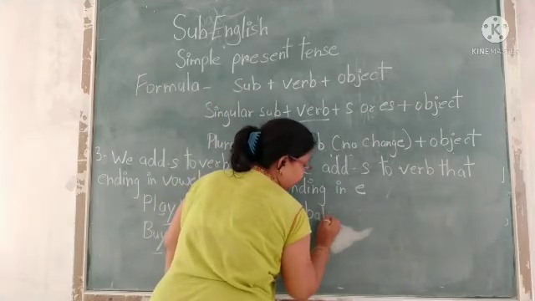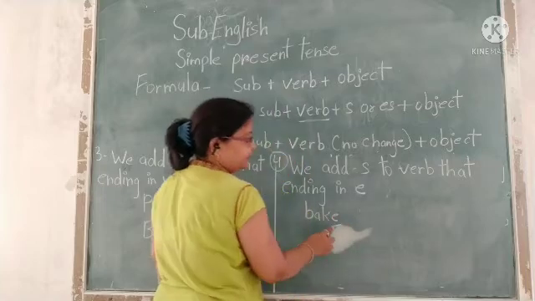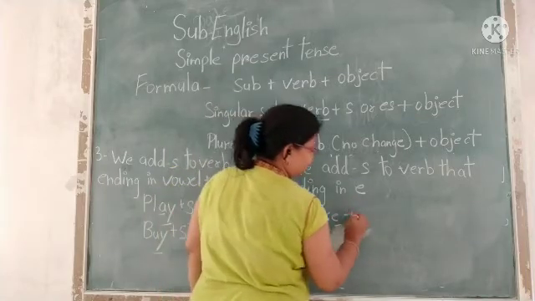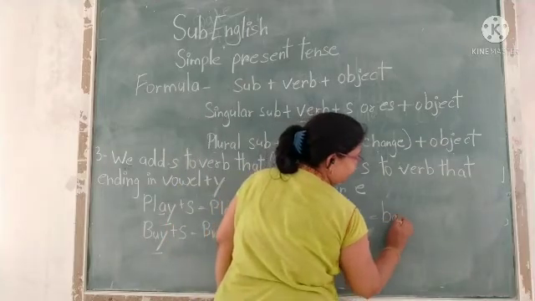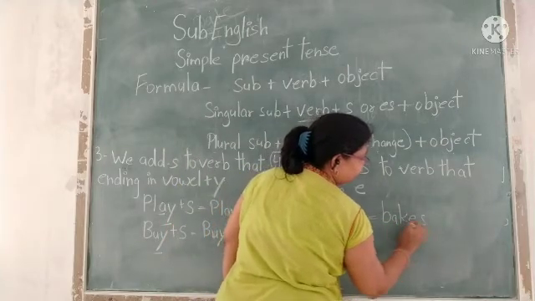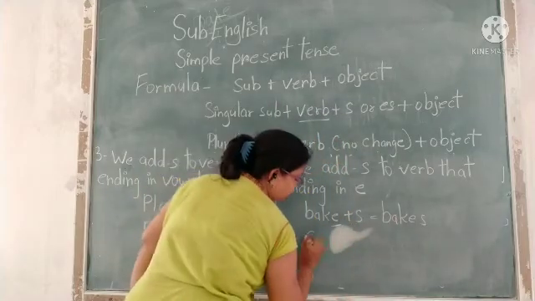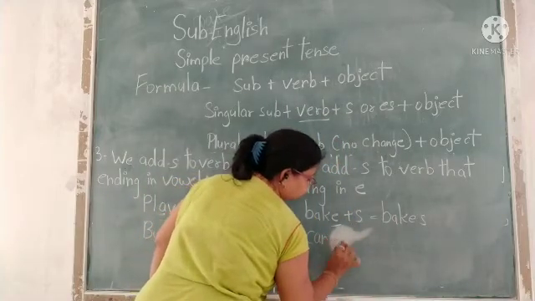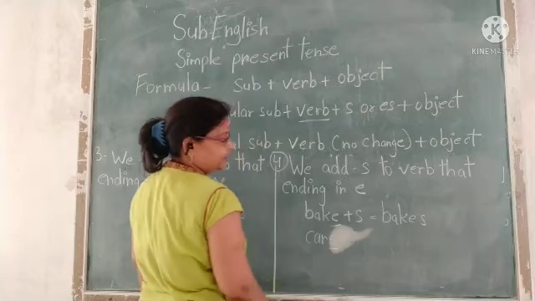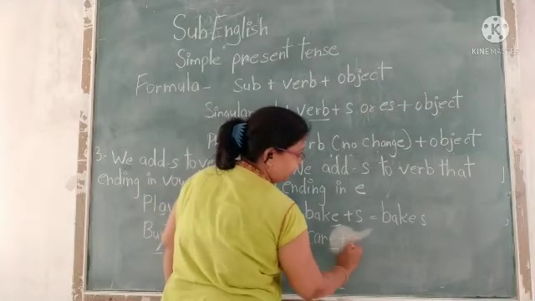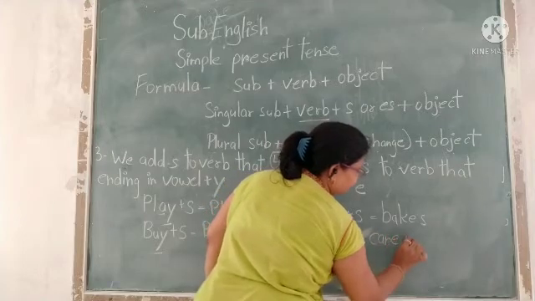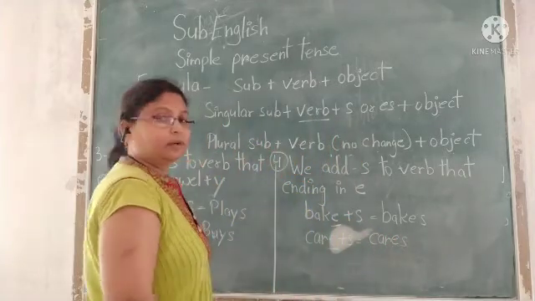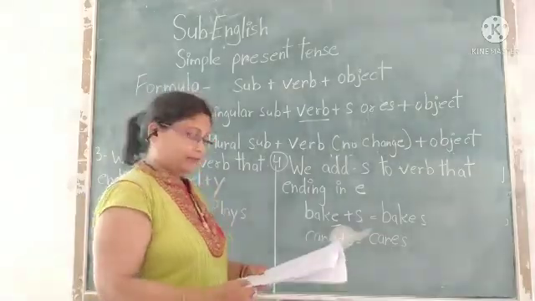bake, B-A-K-E, bake, and its ending letter is E, so we add S in this verb. So our verb will be bakes. Now look at the next verb, care. Its ending letter is E, so we add S in this verb to make it a verb according to simple present tense.